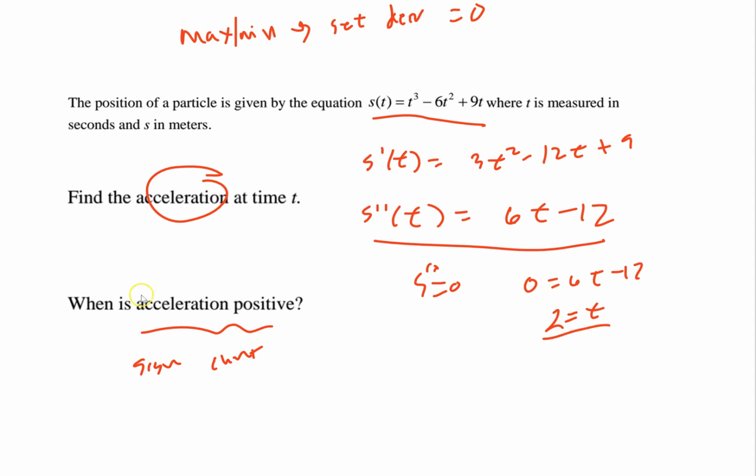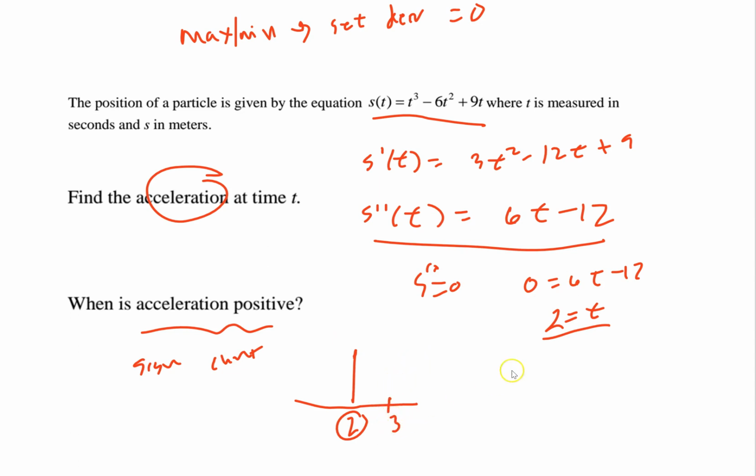Now, that's not my answer. It says, when is the acceleration positive? But let me know what my critical point is. That's what I was doing: finding a critical point. You set that derivative equal to 0 to find a critical point, in this case possible inflection points. Then we do a sign chart.